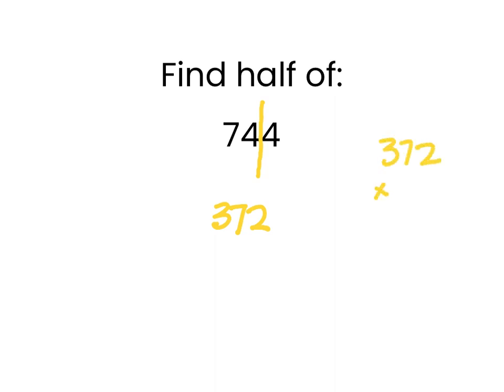I'm going to multiply again this time instead of adding. 2 times 2 is 4. 7 times 2 is 14. With that 1 moving over into the hundreds, 3 times 2 is 6 plus 1 is 7.